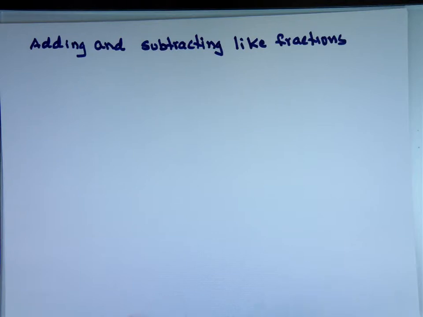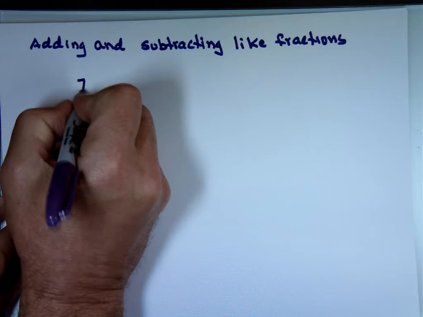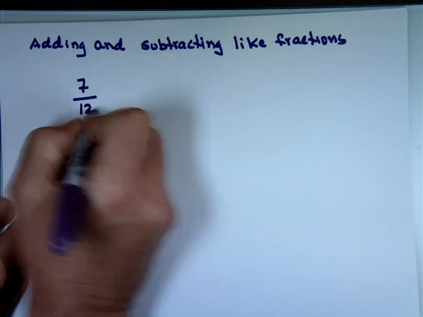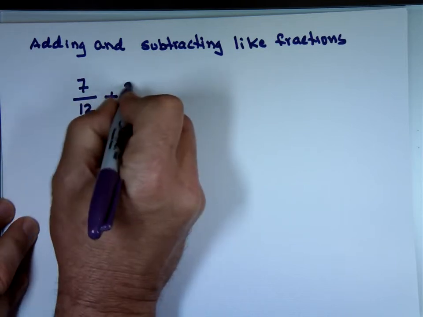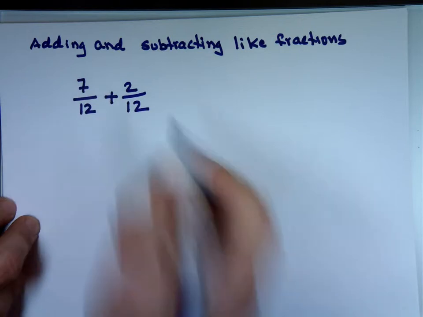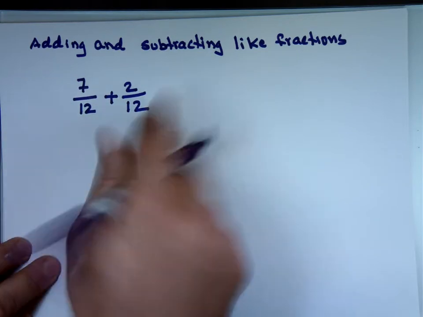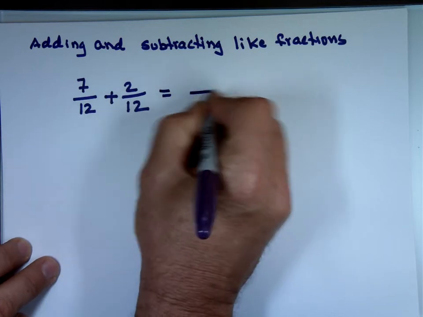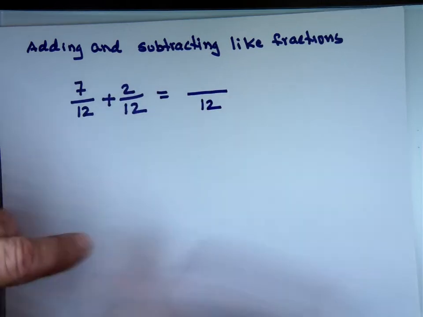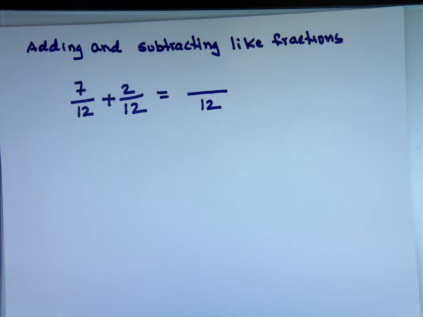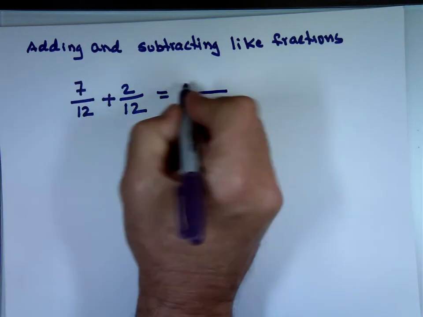Like fractions means the bottom is the same. So if you want to add, for example, 7 over 12 plus 2 over 12. Since the bottom is the same, we leave it alone. We don't add them. That's a common mistake. People want to add the two numbers on the bottom. You don't touch them. You add the two numbers on the top.